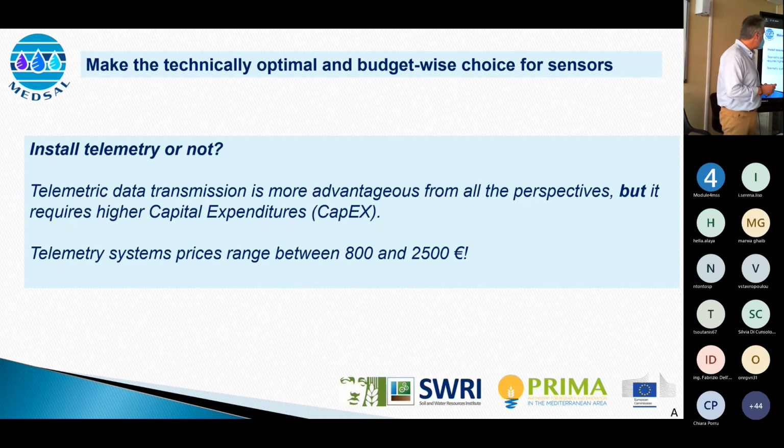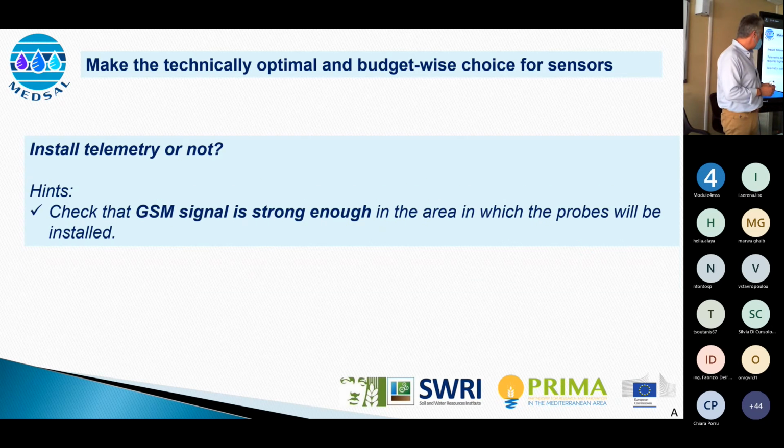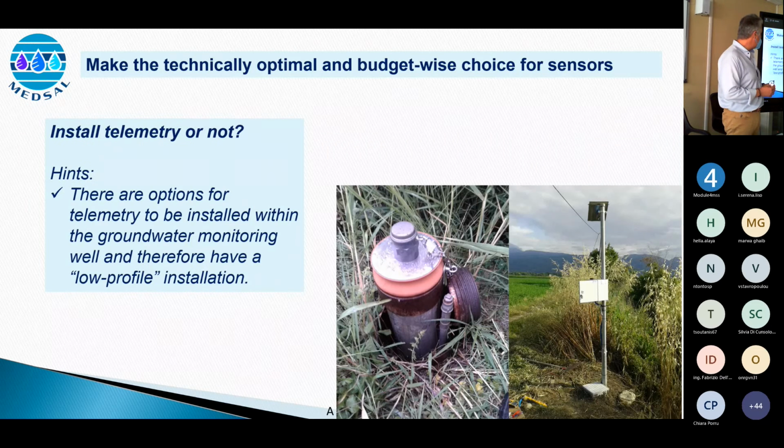Next one, Vasilis. Right. So if you go for GSM connection for telemetry, then you need to check if you have a strong enough signal in your area. Because you may buy the modems, install the SIM cards, and not be able to operate simply because you don't have any strong signal there. Next one, Vasilis.